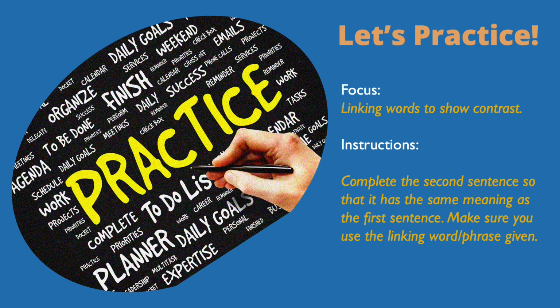Now, what you'll have to do is you'll get one sentence, read that sentence, and then you have the second sentence started for you. And all you have to do is complete the second sentence so that it has the same meaning as the first sentence, obviously using the linking word or phrase that you've been given to start with. So pretty straightforward, shouldn't be too complicated for you, and I'm sure everyone will be able to do it pretty well. So give it your best shot, guys.